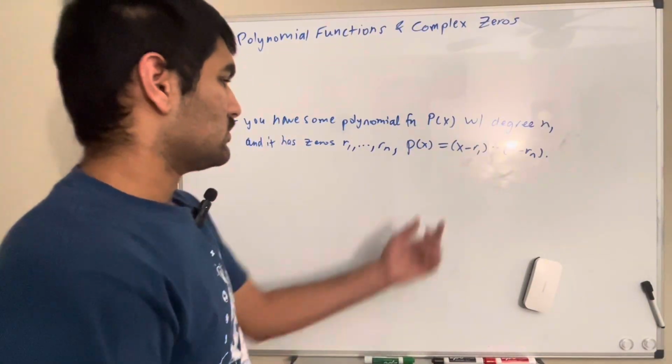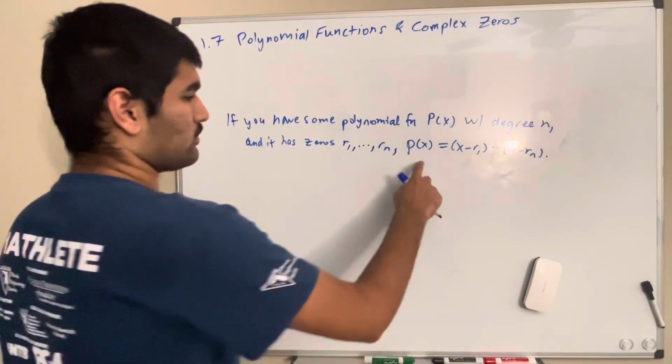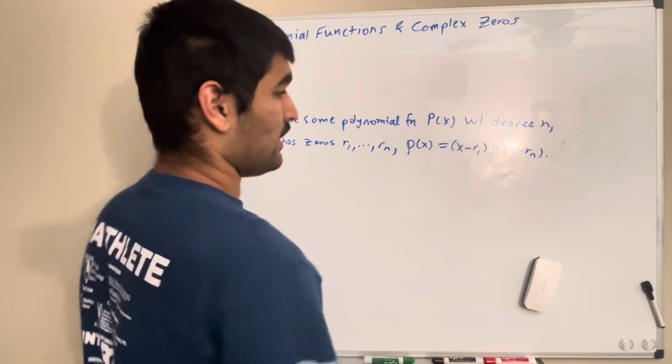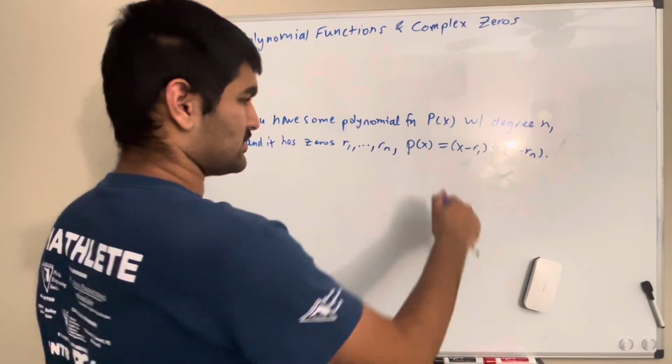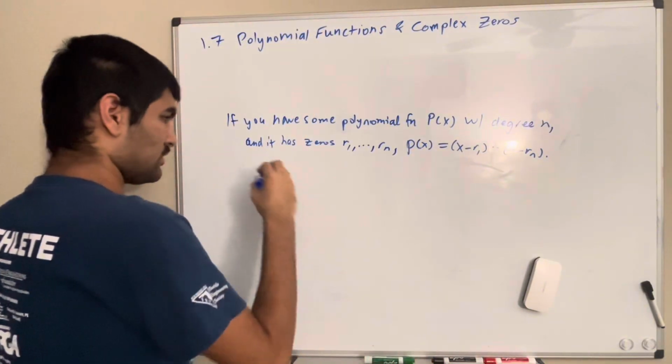And since we have n linear factors, that means that our polynomial p of x has exactly n zeros, not necessarily distinct, but n zeros. And so that's basically what it's saying.